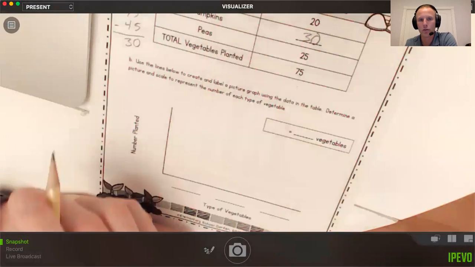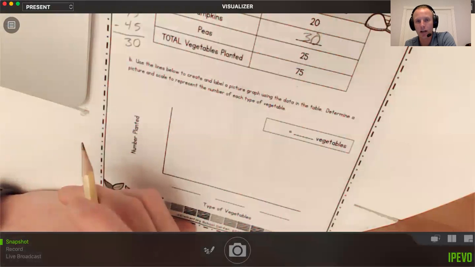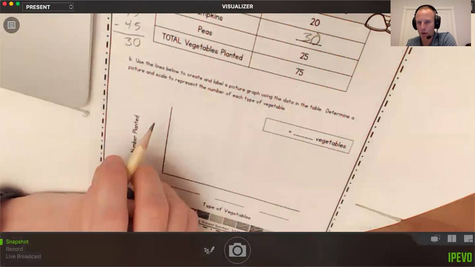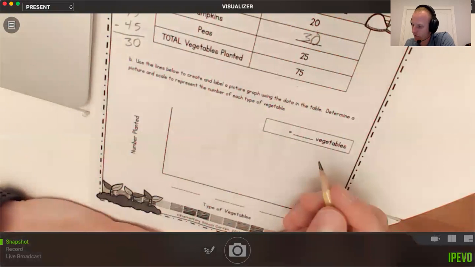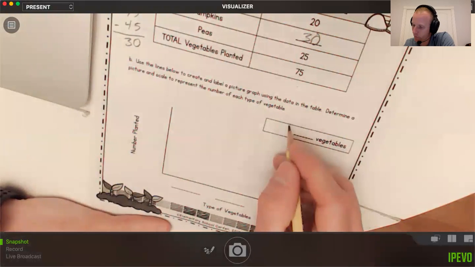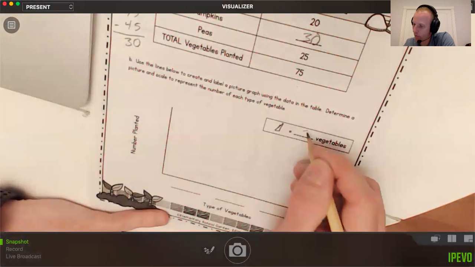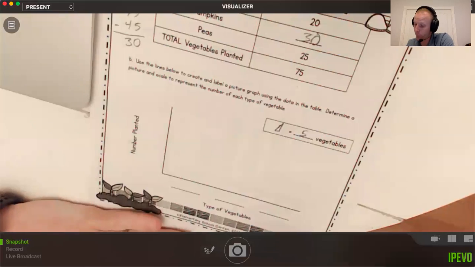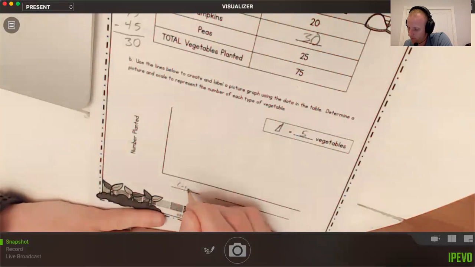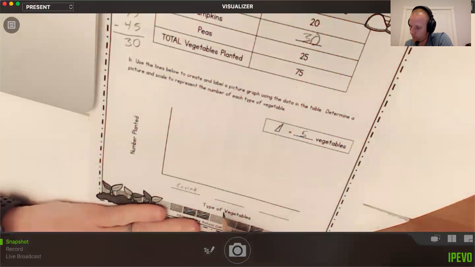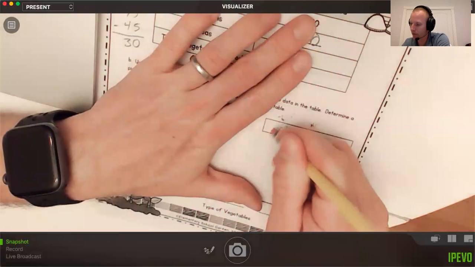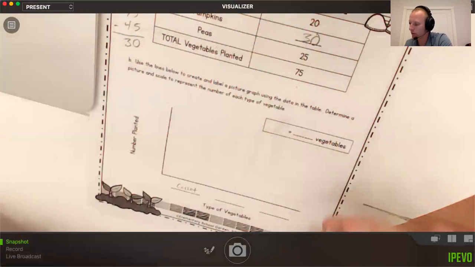The next part says, use the lines below to create and label a picture graph using the data in the table. Determine a picture scale and represent the number of each type of vegetable. So I don't know, I'll make a triangle equals 5 vegetables. So let's say carrot. Actually, you know what? Let's make this 10 vegetables. And let's make this something not a triangle.